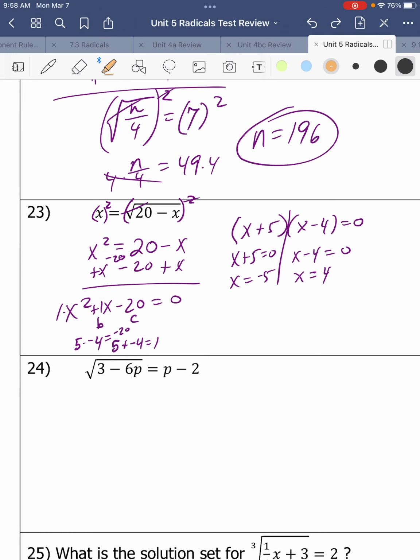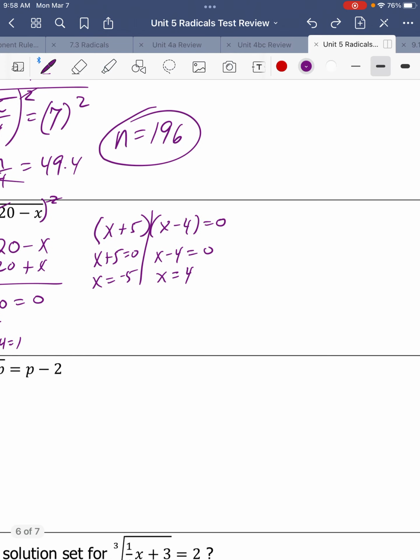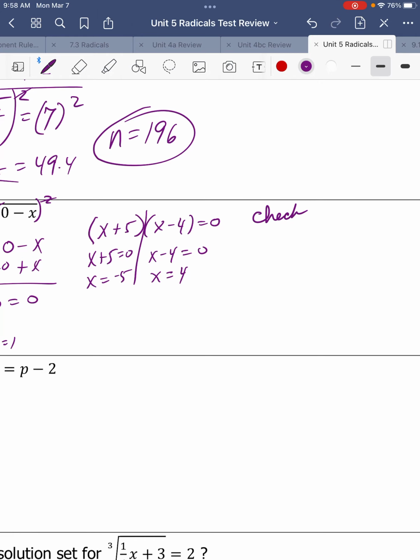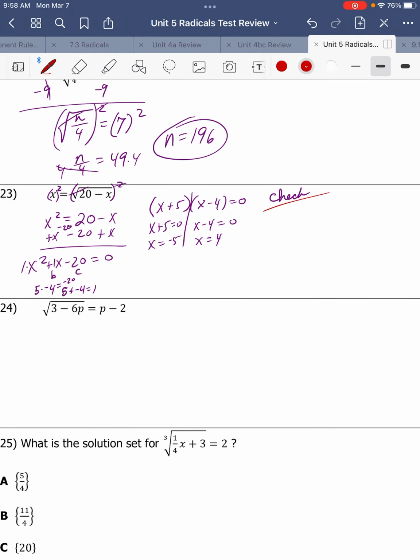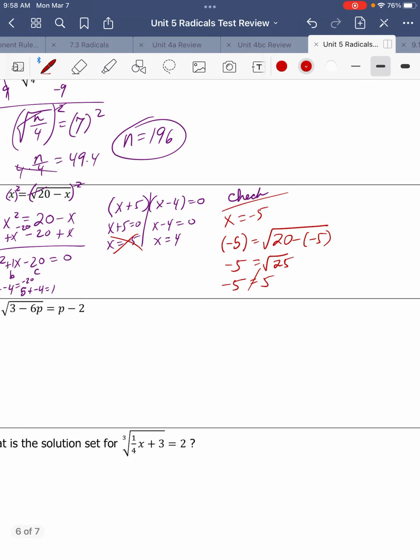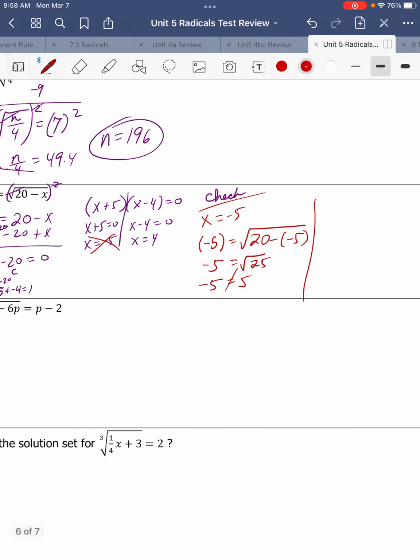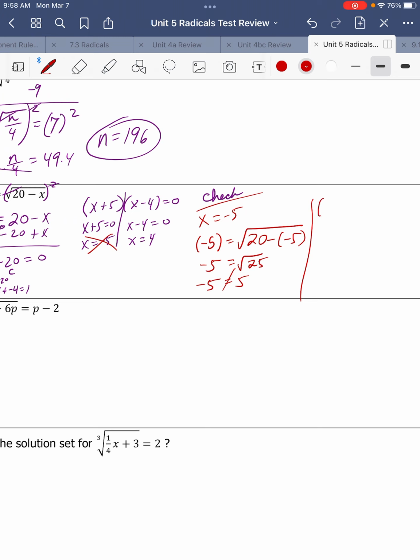because of this quadratic, we have to check. So we have to check our solutions. So the check is going to be done from the original problem. So x equals negative 5. We're going to put negative 5 into the original problem, the original thing we started with. So it's negative 5 equals square root of 25. Negative 5 equals 5. No, it does not. So negative 5 is not an answer. It's an extraneous answer. Mathematically we got it, but when we checked it, it was not right.